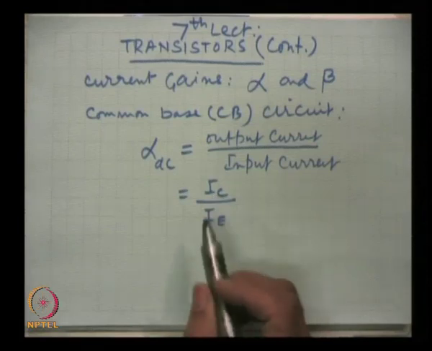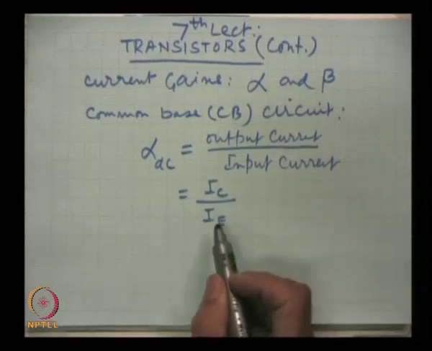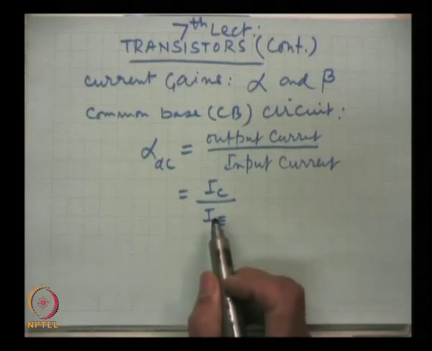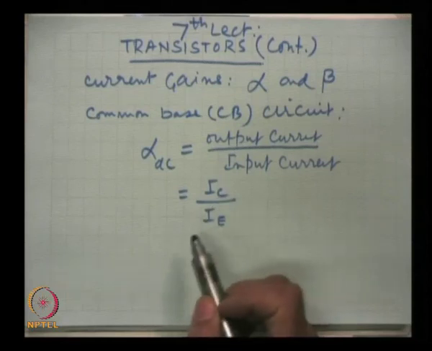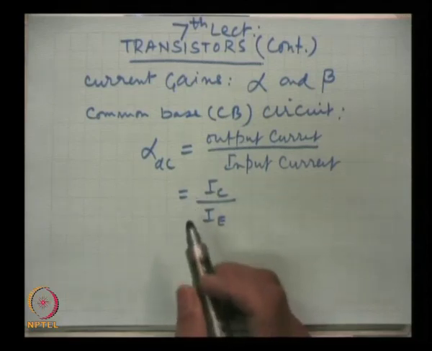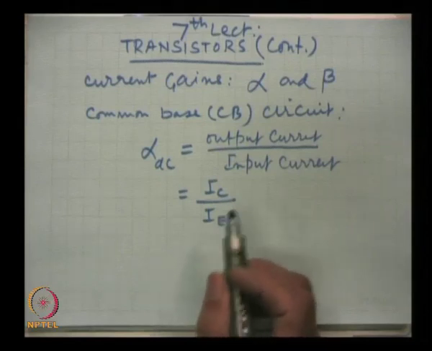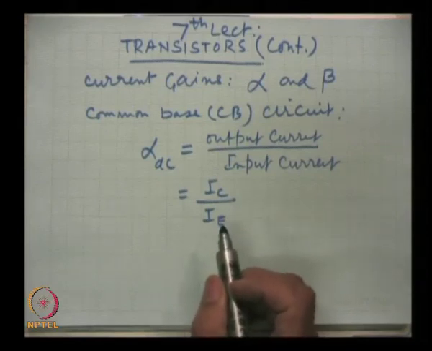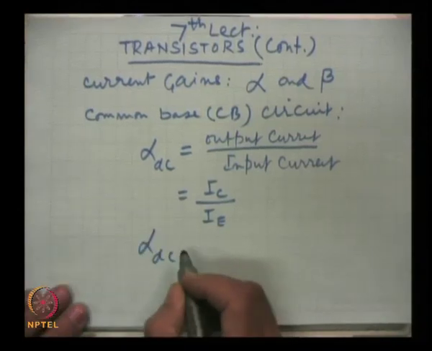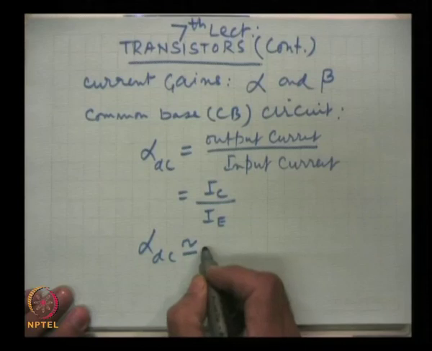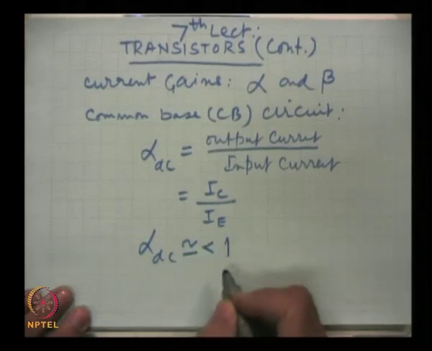We also will recall what we have said earlier, that emitter current is slightly higher than collector current. Most of the electrons in a NPN transistor, they cross over to the collector region and finally they are collected, but a small portion of the electrons get recombined in the base region, which constitutes what we call the base current. So, alpha DC is very close, but less than unity.